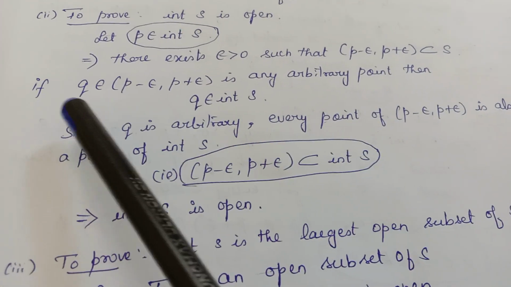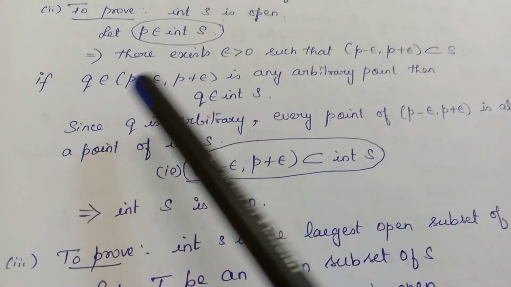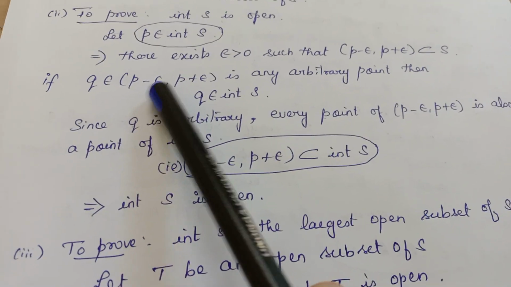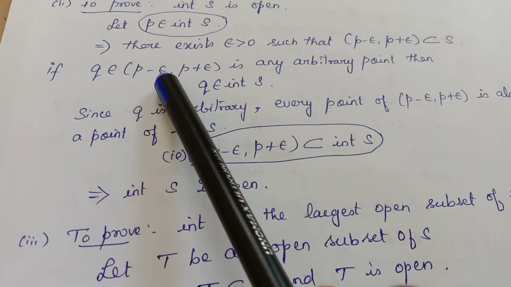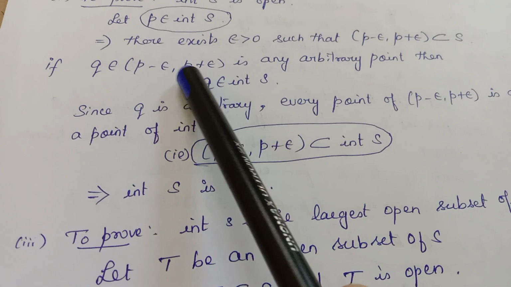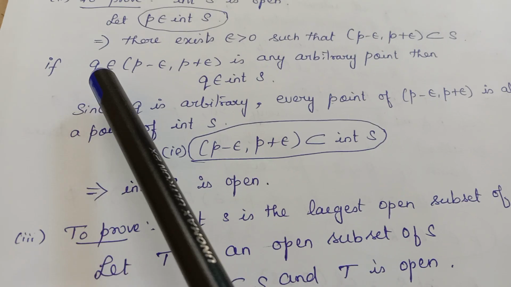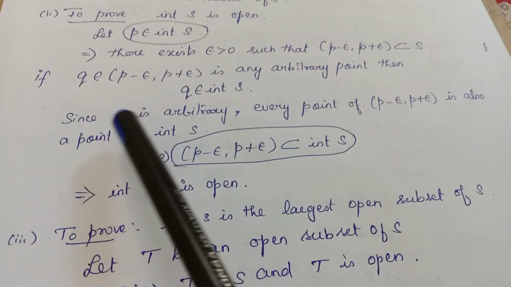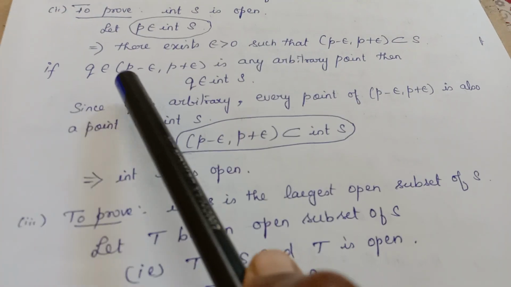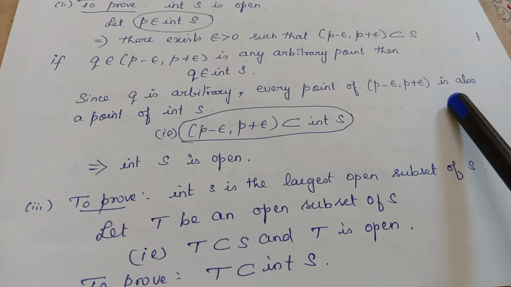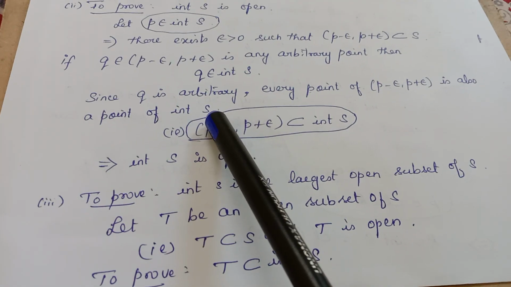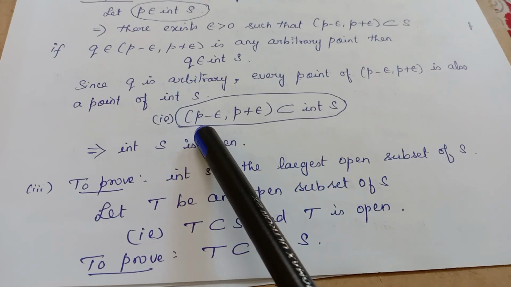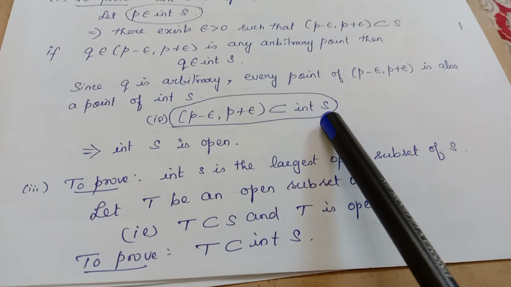Okay, so if I take any point from this interval, if Q is any arbitrary point in this interval, then this set can be considered as a neighborhood for Q also, isn't it? Because Q is lying inside this interval, so this interval can be considered as a neighborhood for Q also. So what can I conclude? Q belongs to interior of S. Q is an arbitrary point. So every point in this open interval P minus epsilon to P plus epsilon is also a point of interior of S. Therefore, all the points of this interval are lying in interior of S, isn't it? Therefore, P minus epsilon to P plus epsilon is completely contained in interior of S.